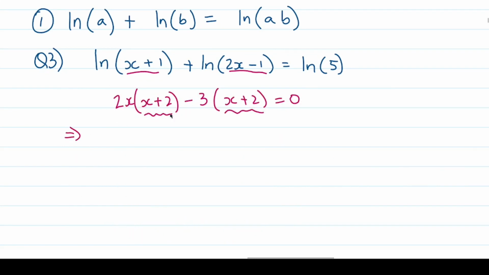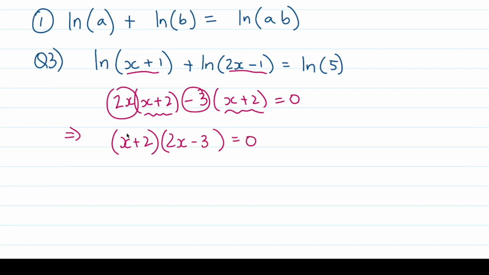So at this point, we can factorize this again and see that x plus 2 is common to both. And in our second bracket, we're going to write this and this. And now we can make either this equal 0, so in which case x will equal -2, or 2x minus 3 will equal 0, in which case our x will equal 3 over 2.